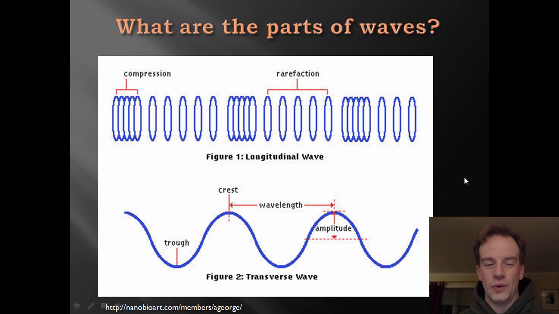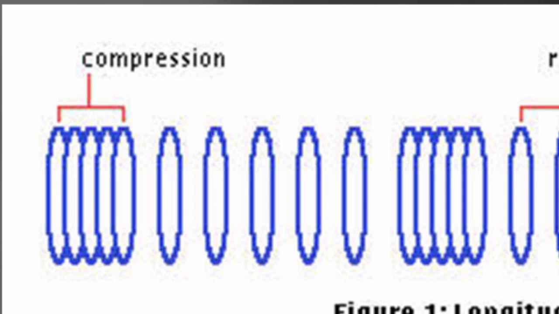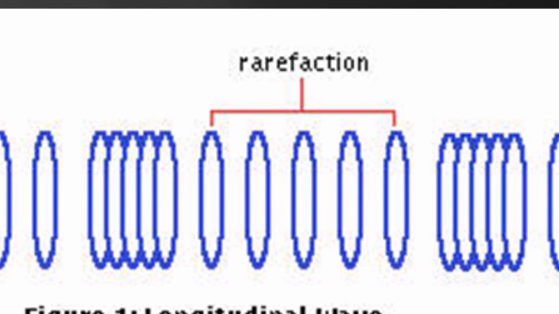What are the types of waves? Well, we have the two different kinds of waves, and we have different parts for each one. The longitudinal wave has compressions where it's pushed close together, and rarefactions, where the parts are spread farther apart.